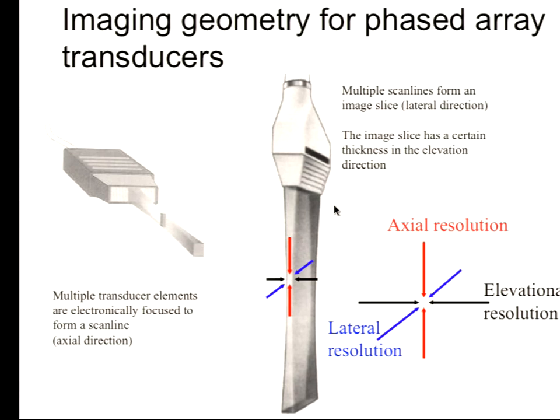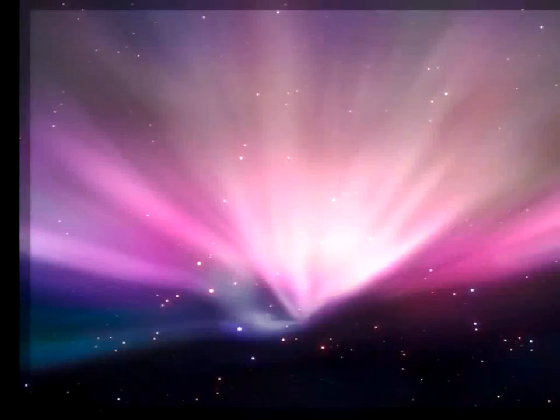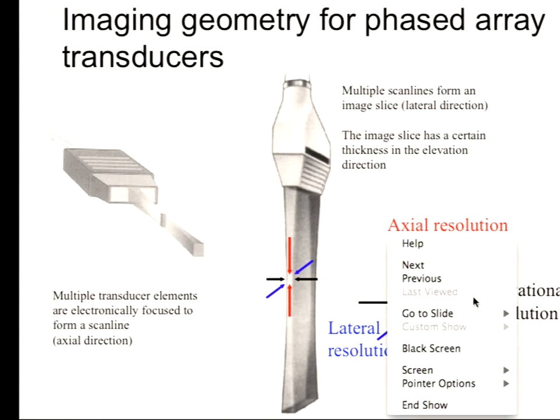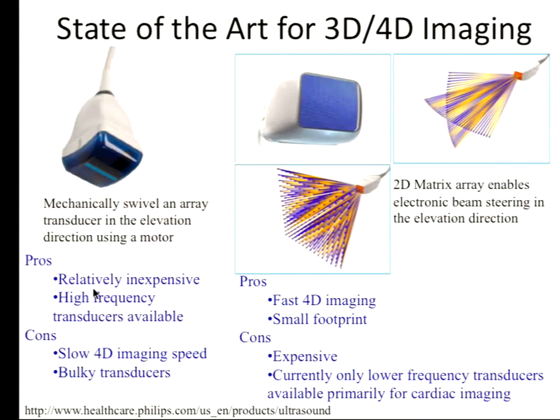Conventionally, we use arrays for focusing, so the ultrasound beam has a waist. You can see where the focal zone is. Now, the focusing only happens in the lateral direction. There is hardly any elevational focusing. So this causes some out-of-plane artifacts. Okay. So how do we do 3D imaging with these kind of arrays?